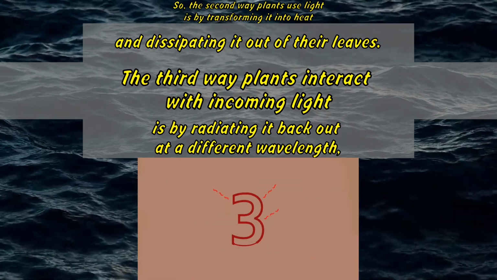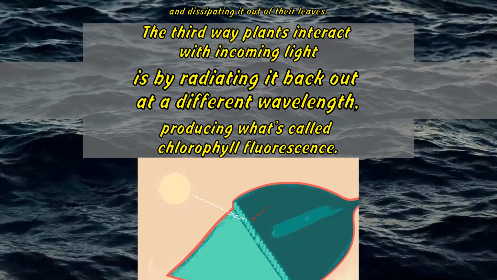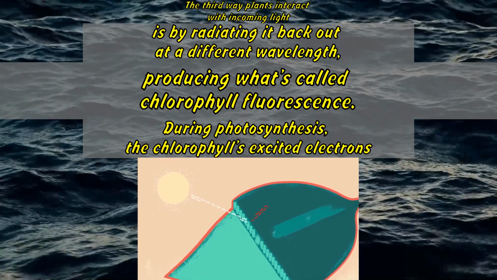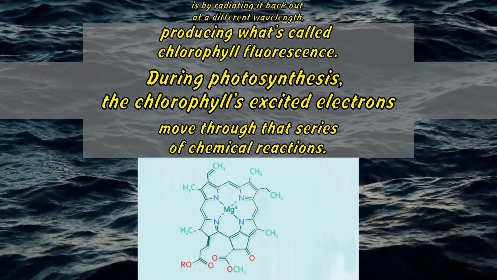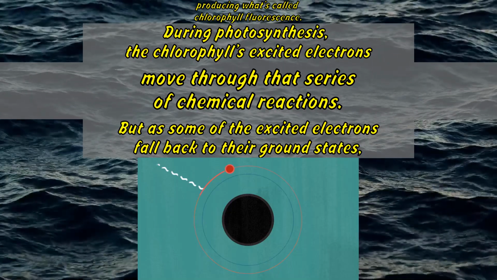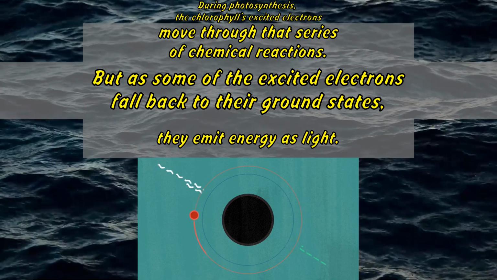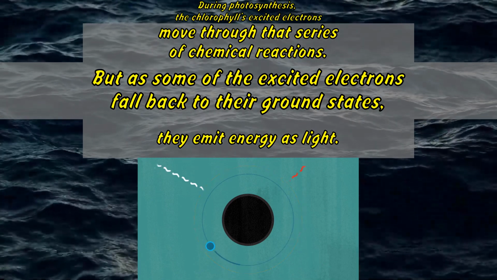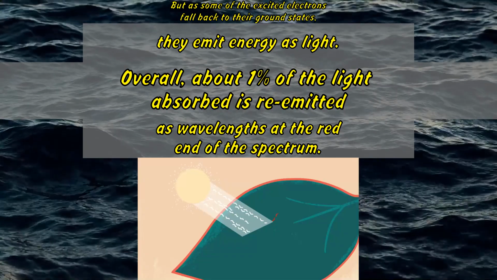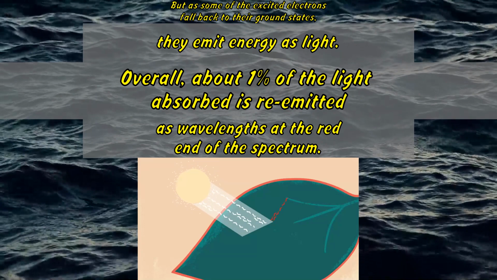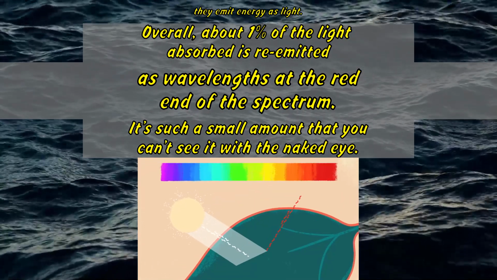The third way plants interact with incoming light is by radiating it back out at a different wavelength, producing what's called chlorophyll fluorescence. During photosynthesis, the chlorophyll's excited electrons move through that series of chemical reactions. But as some of the excited electrons fall back to their ground states, they emit energy as light. Overall, about 1% of the light absorbed is re-emitted as wavelengths at the red end of the spectrum.